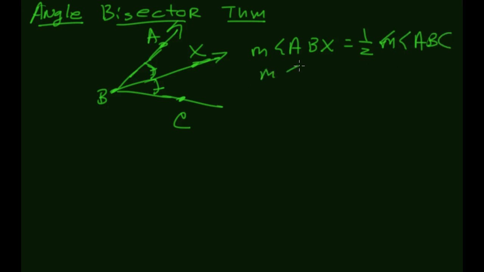And I can say that the measure of angle XBC is also half of the measure of angle ABC. So this is like the corresponding theorem to the midpoint theorem, but now only with angles. Now I'm going to prove this in a very different way. I'm going to use something that's called a flowchart proof. Okay, so let's take a look at that.